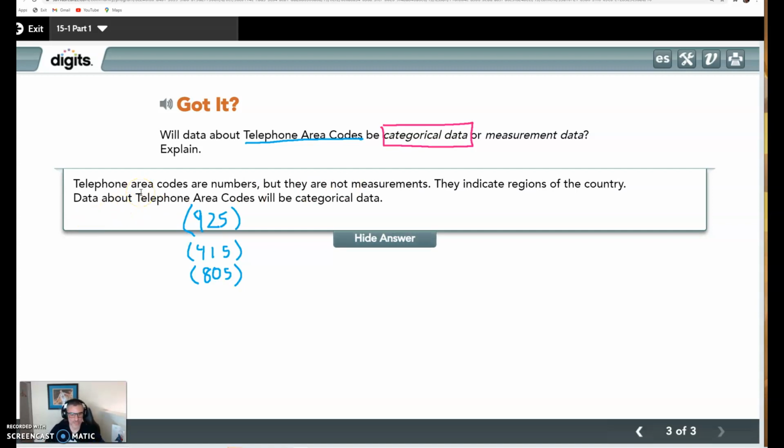And the answer says telephone area codes are numbers, but they are not measurements. And that's the key. We're not actually measuring anything.